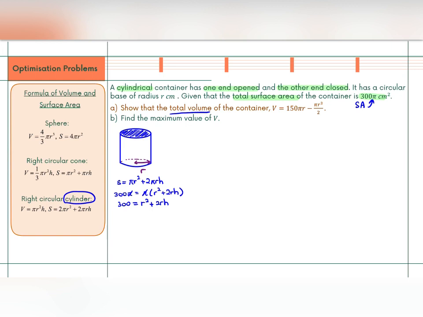Okay, next. Kita nak cuba tunjuk, kita nak show yang volume ini can be written in terms of r sahaja. So that means kalau tengok, this formula ada h.